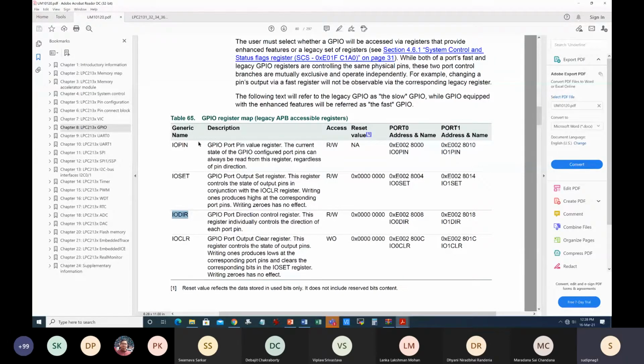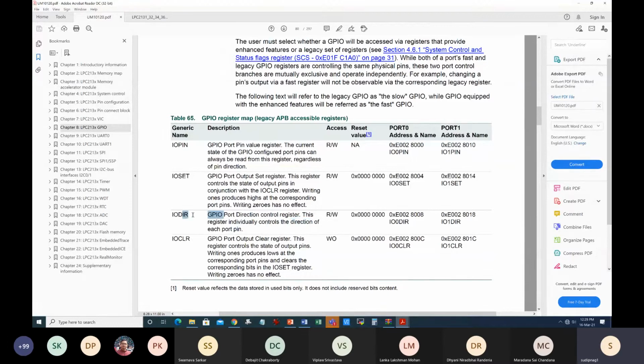We'll not go as per the sequence given here, rather we'll go in a logical way which is easy to understand. So we'll first go with the direction pin, the input output direction. This is the GPIO port direction control register. It controls each pin individually, so you can keep any pin as input and another pin as output. You have individual, separate controls for the direction of every pin.